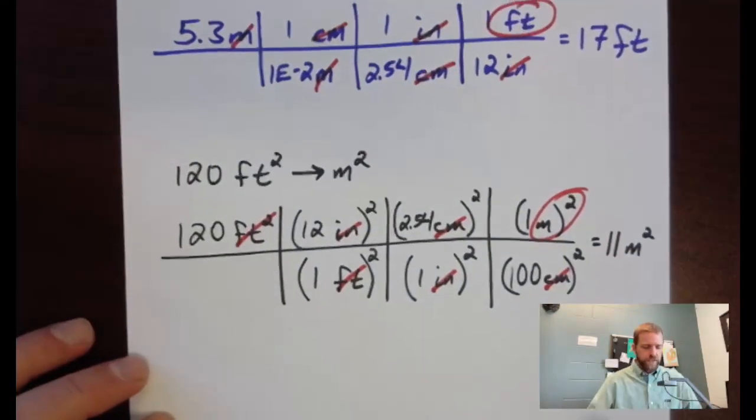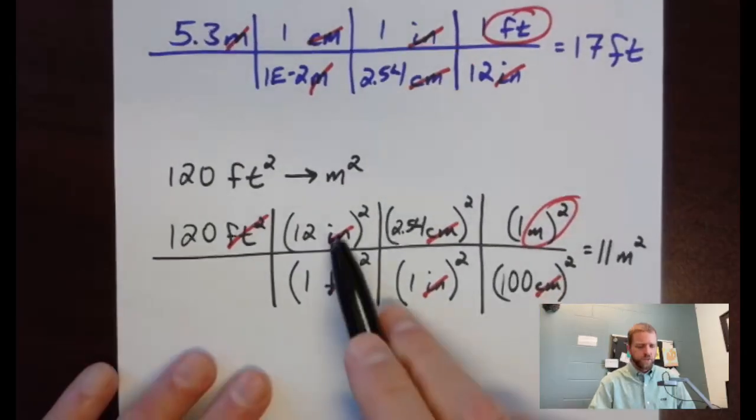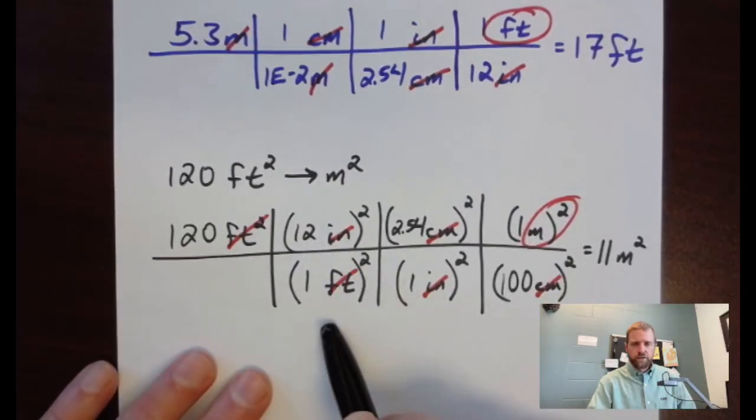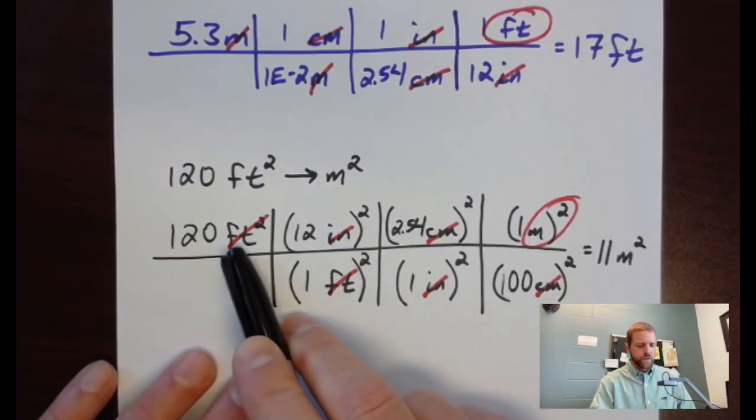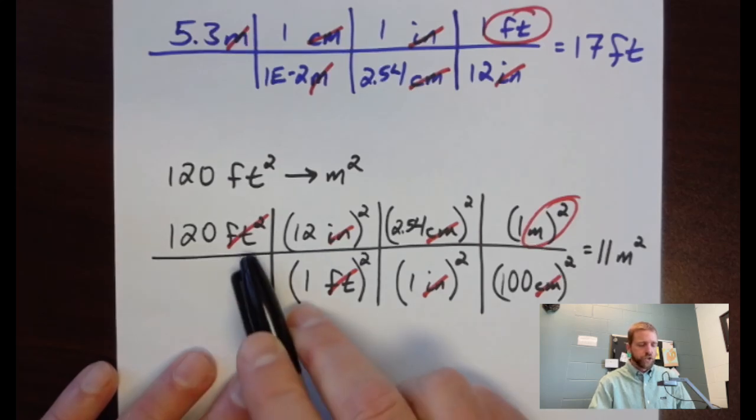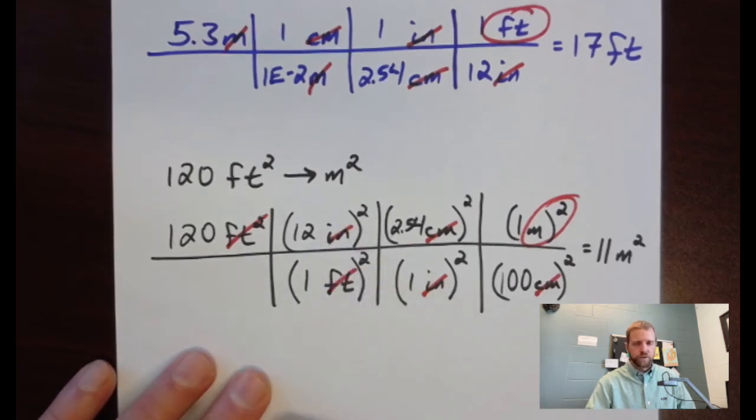Okay, so we can stack conversions, and we can also square our conversions when our units are squared. If you have cubed units, you would cube your conversions.